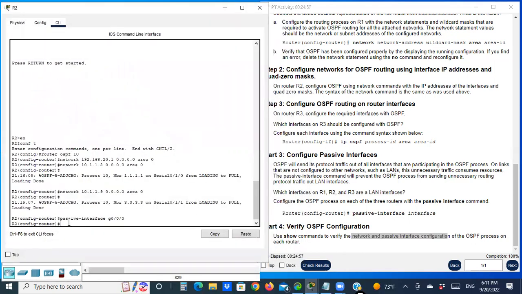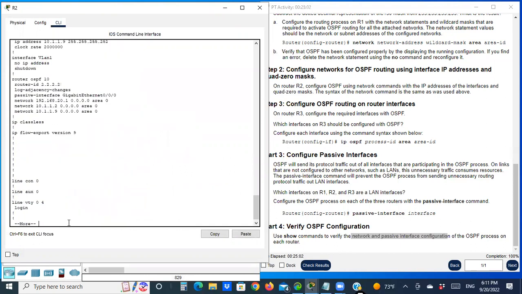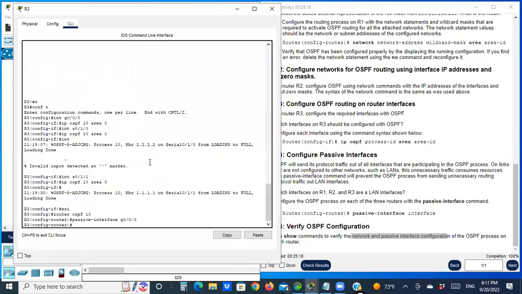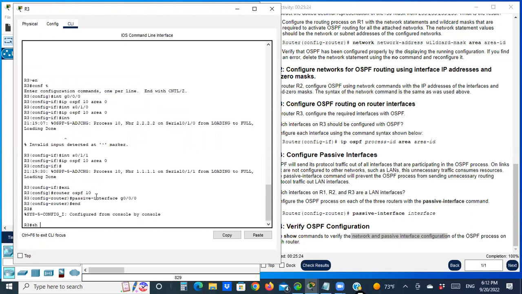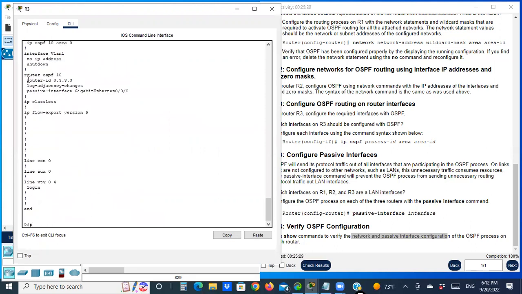R2, do the same thing, show run. Here, OSPF 10, router ID and a passive interface, good, and 3 networks, perfect. And R3, show run. Here's router OSPF. Good. Router ID. Passive interface.